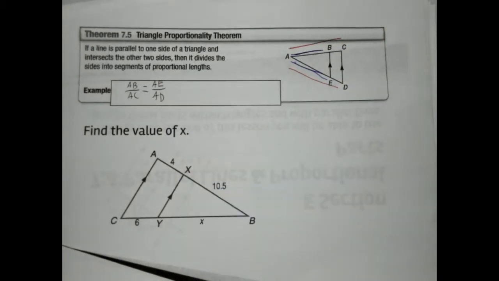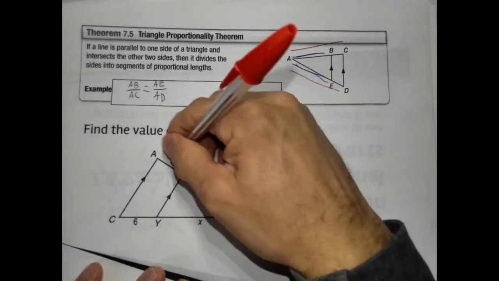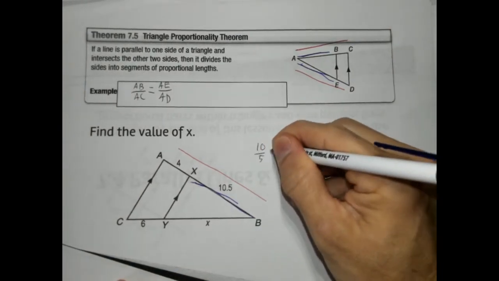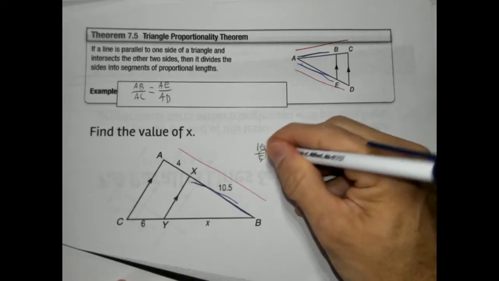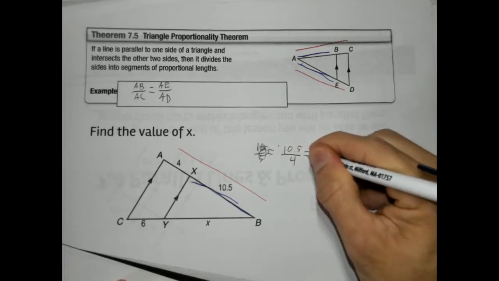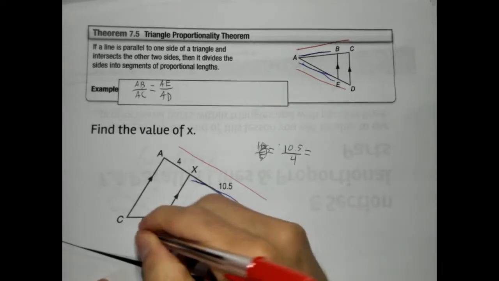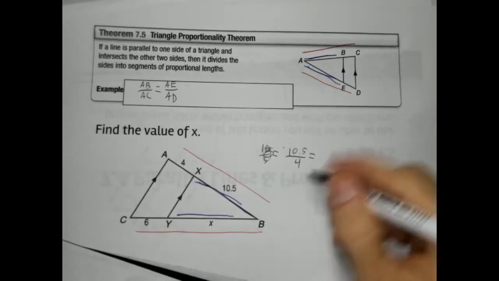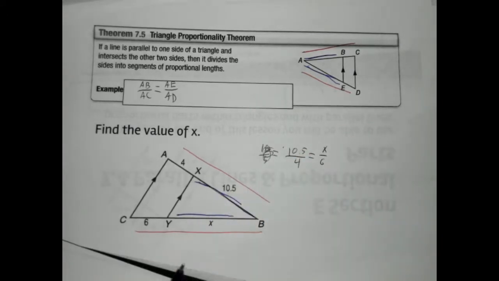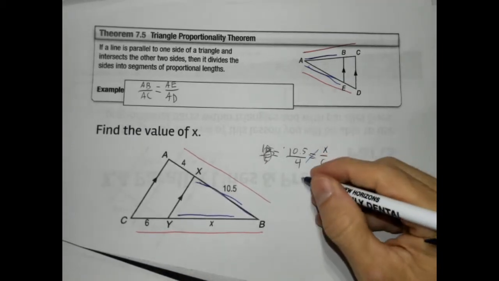Okay? And let's use it down here. So we'll do blue over red. XB over AB, so we're going to say 10.5 over 4 equals, and here's the blue, and here's our red, so x over 6. We can solve that, so let's go ahead and do it. We're going to cross multiply here.